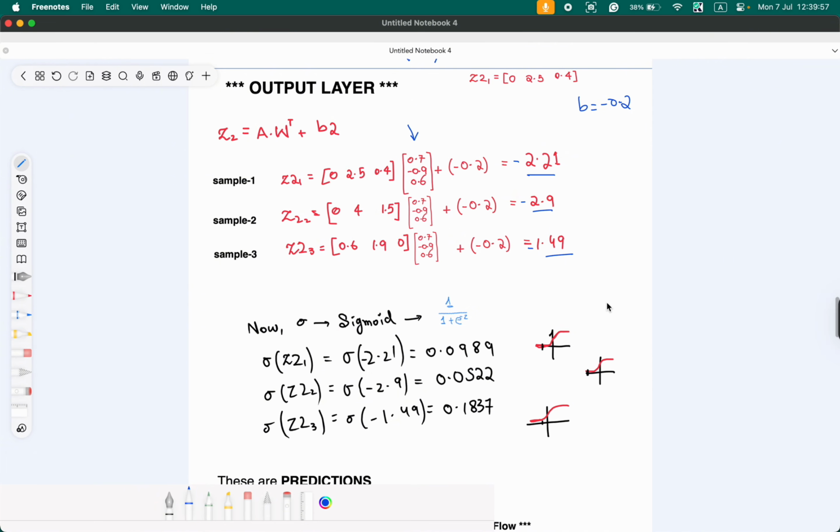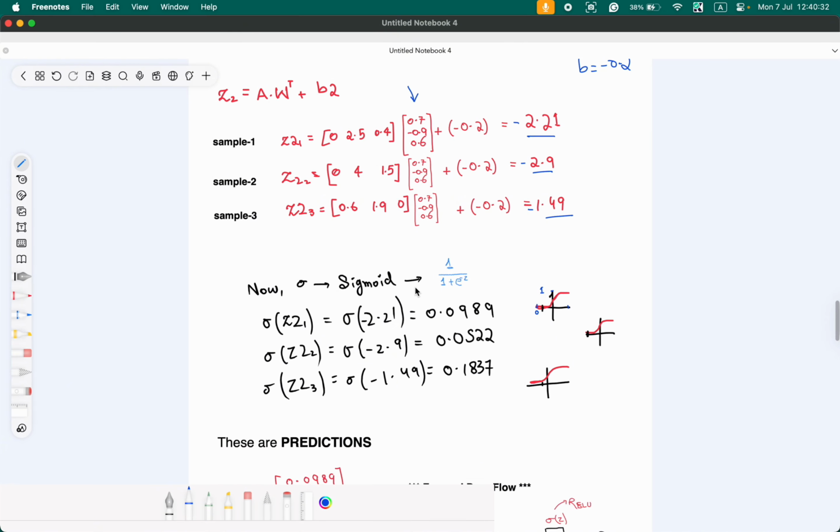Sigmoid basically squashes any number into a value between 1 and 0, which is perfect for binary outputs. So if a number is very high, it will give us an output near to 1, and if it's negative, the result will be a number that is very near to 0. Here is a formula. So let's calculate the sigmoid for each of these 3 numbers.